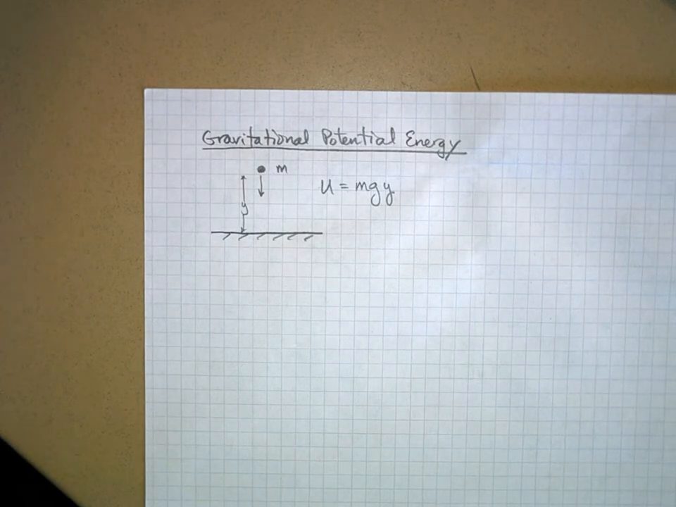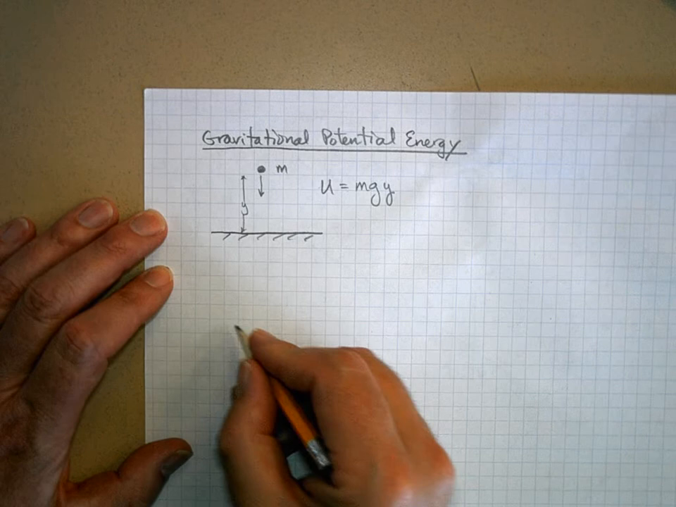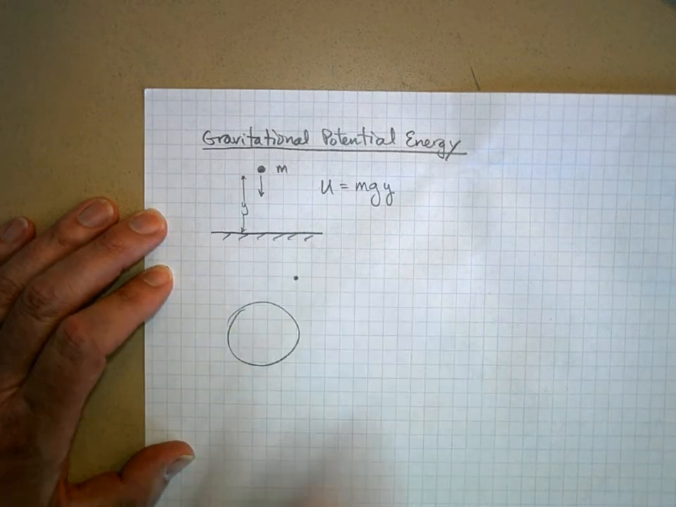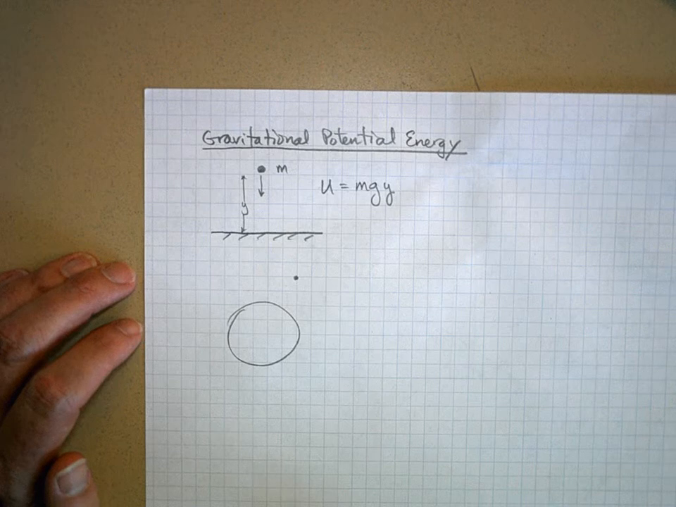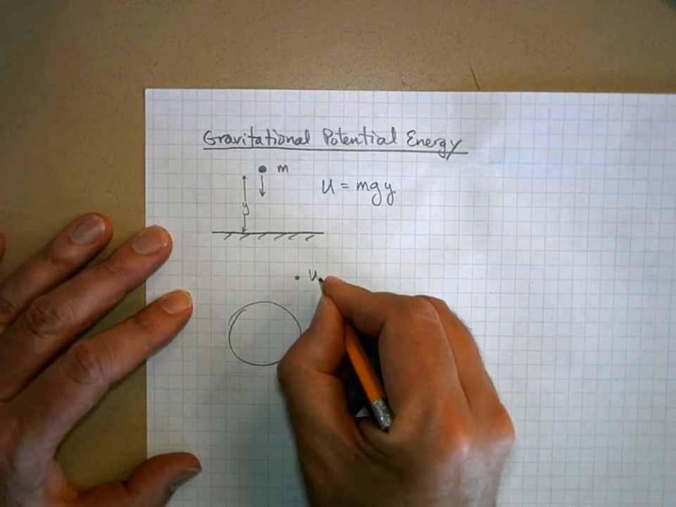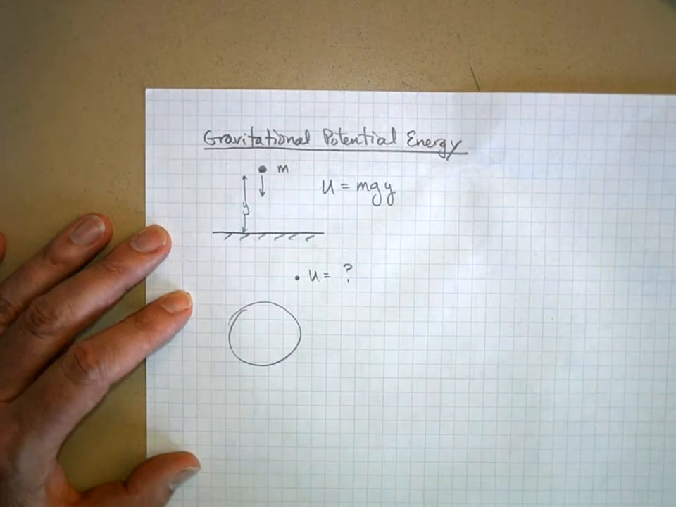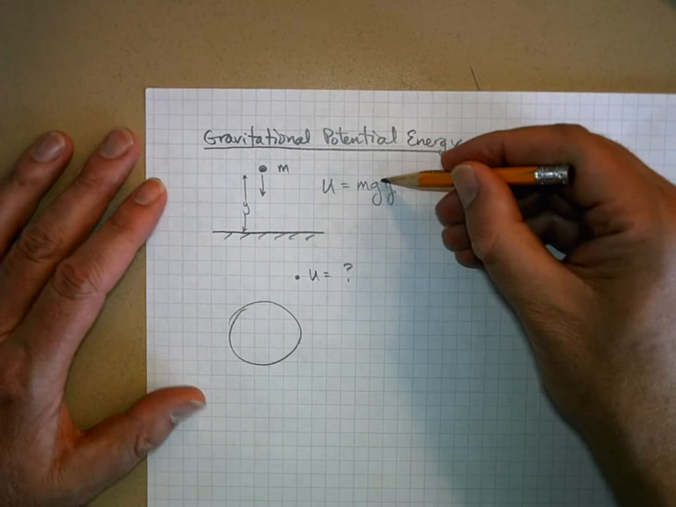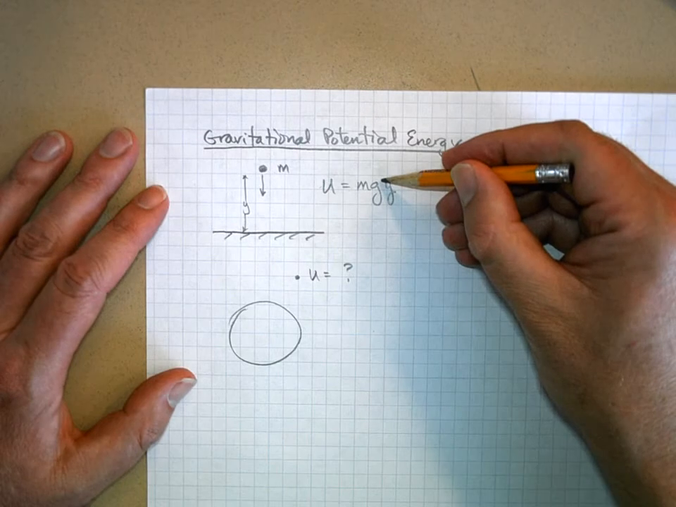But there's a problem. What's the gravitational potential energy? Let's say this is the Earth, and over here's my spacecraft, way above the Earth. What's the gravitational potential energy there? It's not mgy. Why not? Because g is not a constant anymore.